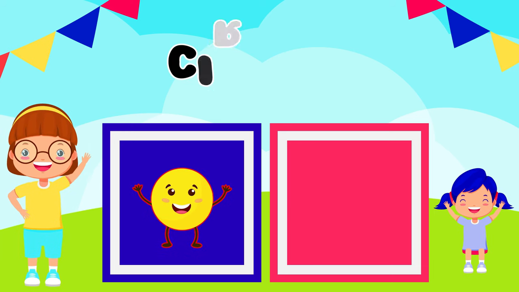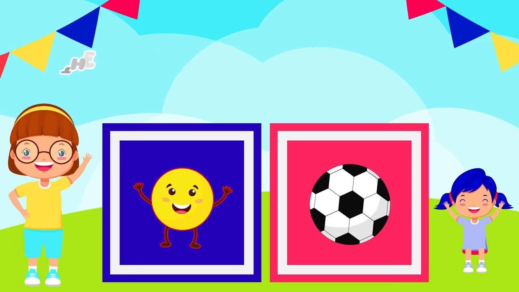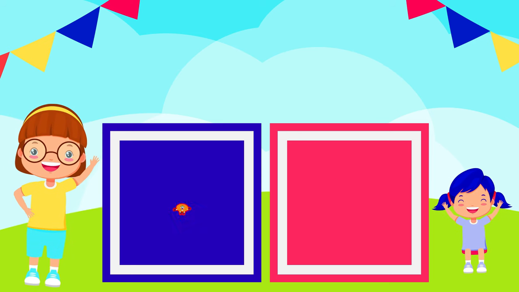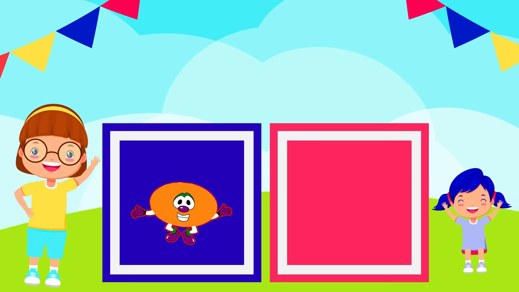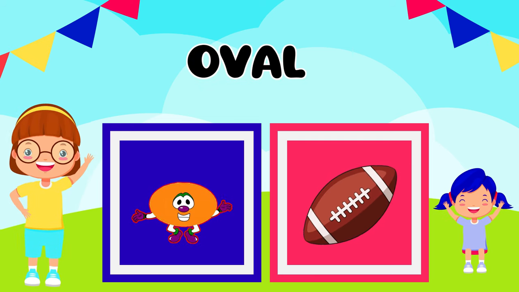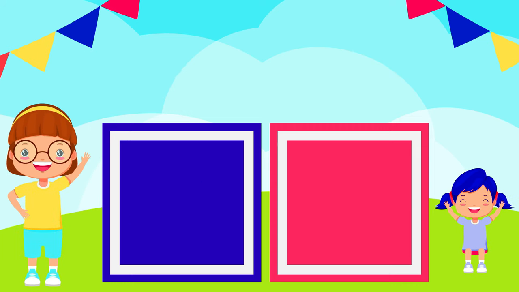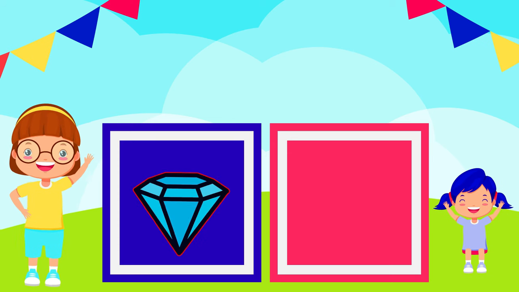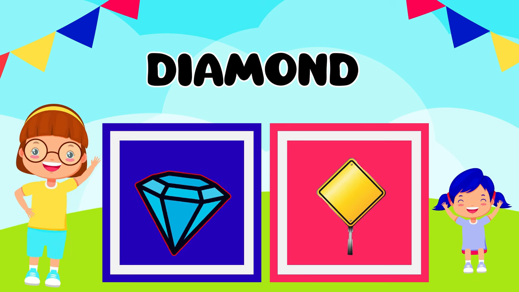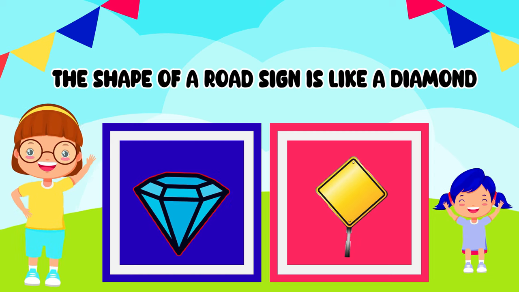Circle. Circle. The shape of a football is like a circle. Oval. Oval. The shape of a rugby ball is like an oval. Diamond. Diamond. The shape of a road sign is like a diamond.